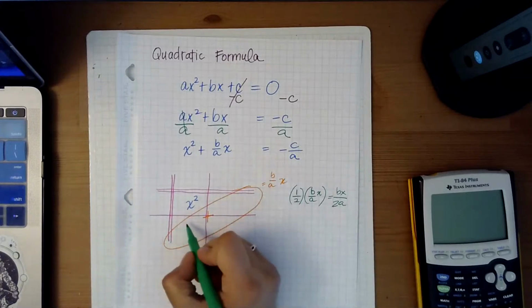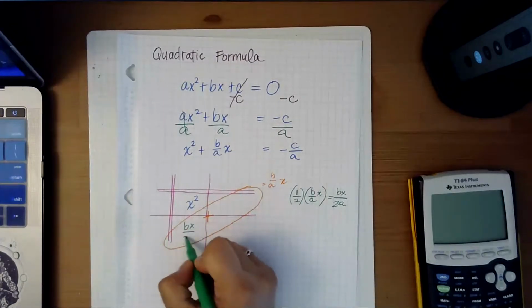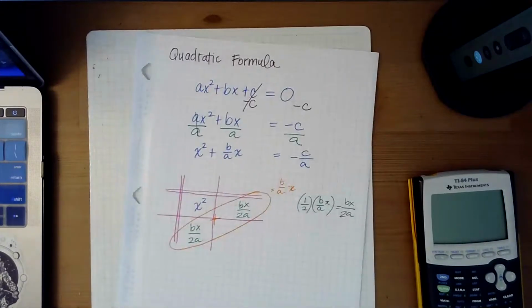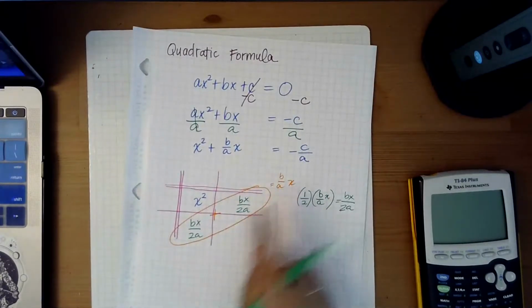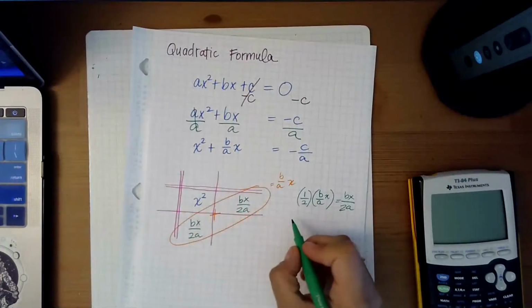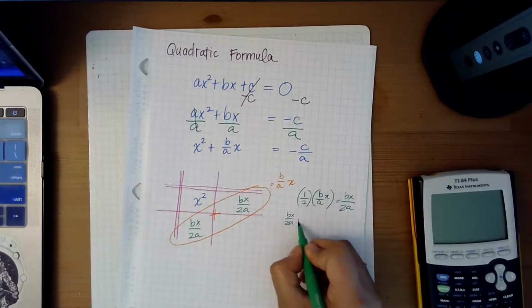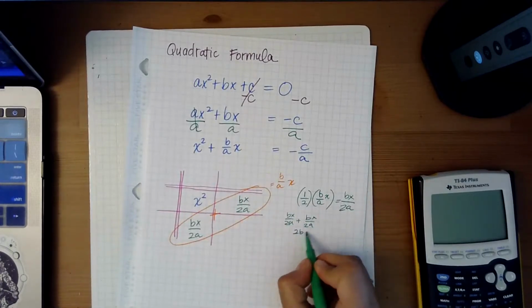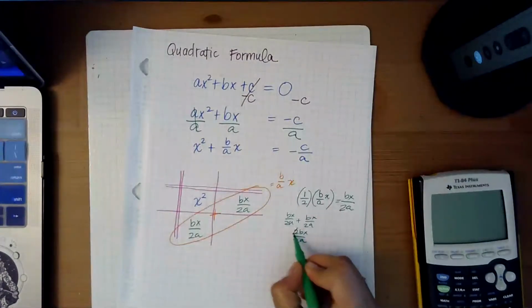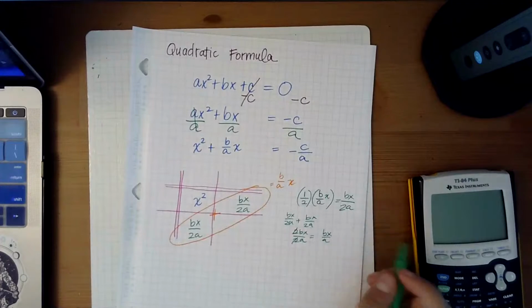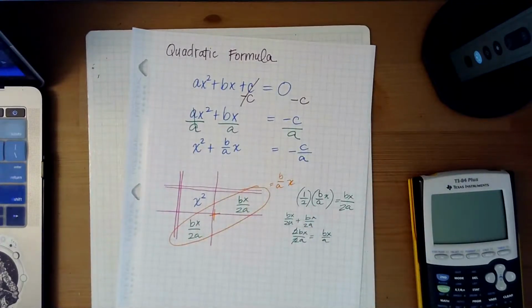Let's see. If I add bx over 2a and bx over 2a here, doesn't that give me that? Bx over 2a plus bx over 2a gives me 2bx over 2a. Well, those cancel. Isn't that the same as that right there? So that's going to be my answer now.